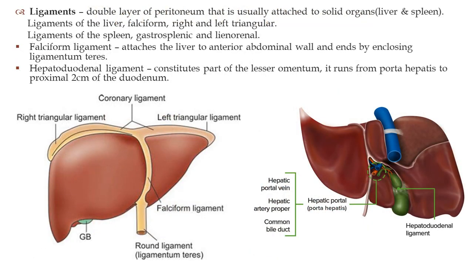Ligaments. A double layer of peritoneum that is usually attached to solid organs like the liver and spleen. Ligaments of the liver: falciform, right and left triangular. Ligaments of the spleen: gastrosplenic and splenorenal.